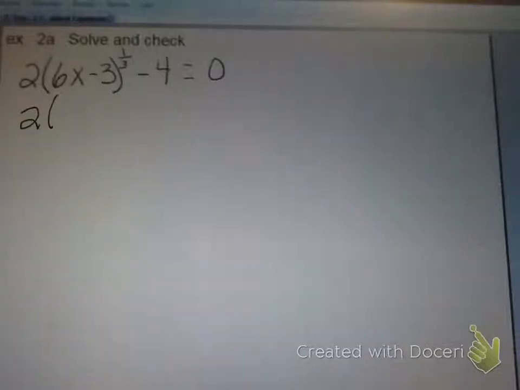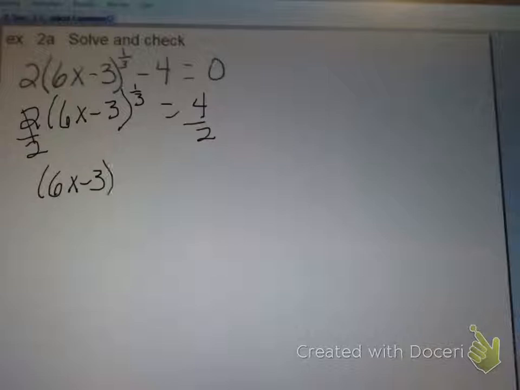Example 2a, we have a binomial to the 1/3 power. So our goal is to get that by itself. We've got to get 6x minus 3 to the 1/3 power by itself. So we are going to add 4 and then divide by 2. So we get 6x minus 3 to the 1/3 power.